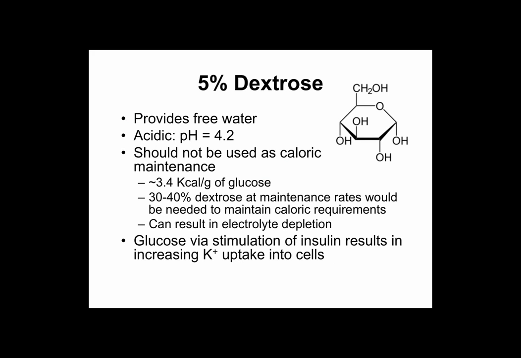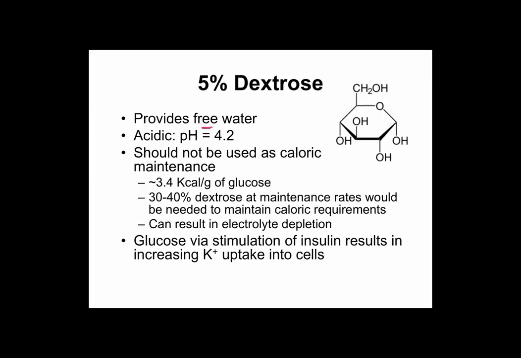So some of the pharmaceutical considerations for 5% dextrose, D5W, you may know from the ER shows, is that it provides free water. However, by itself, it's acidic, 4.2. It should not be used as caloric maintenance. It's very difficult to give enough dextrose to maintain an animal. So that's why we don't see dextrose being given in addition to other concerns about catheter maintenance and things like that. Obviously, glucose is a very good bacterial medium.